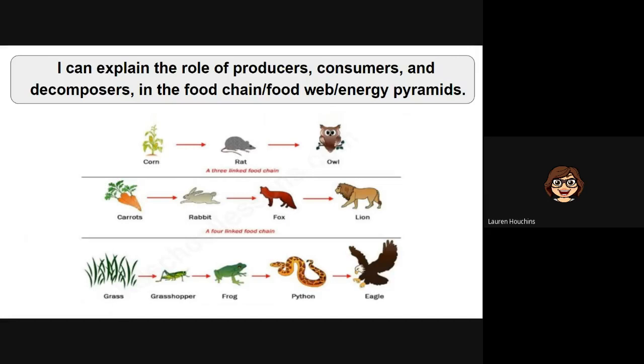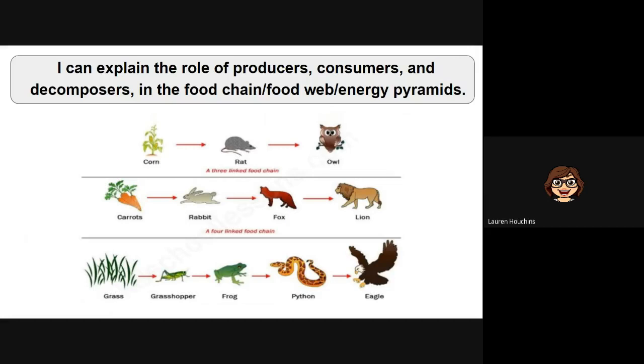And then the fox gets eaten by the lion. So there's a food chain with 4 links. Now at the very bottom, we're starting with grass. The grass gets eaten by the grasshopper. That's going to be your primary consumer eating the producer.